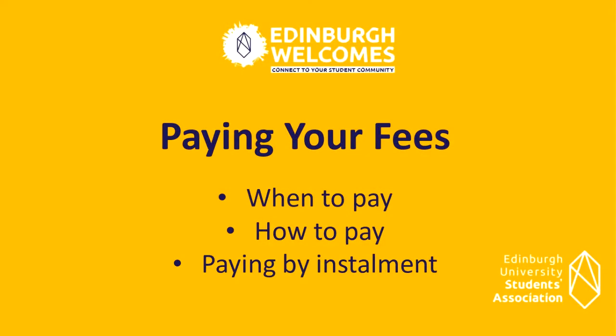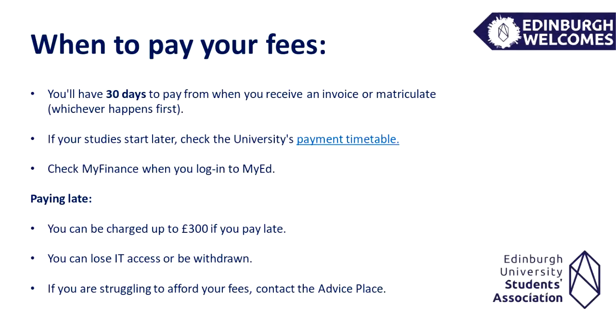So first of all, we're going to look at paying your fees, a bit about when to pay your fees, how you can make payments, and the university's instalments plan. In terms of when you have to pay your fees, you'll have 30 days from the date that you receive an invoice from the university, and that could be through an email, or from the date that you matriculate, whichever of those happens first.